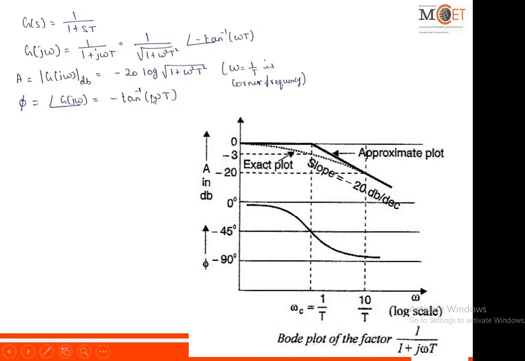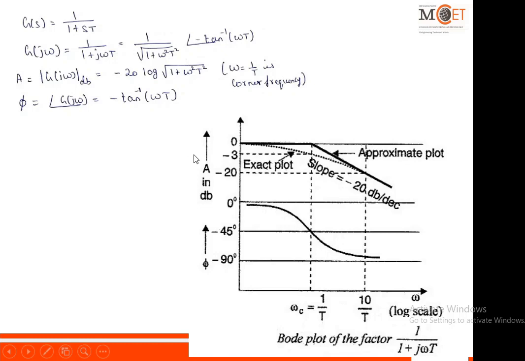You have to write the magnitude term in decibels, so apply 20 log to it. When you apply 20 log, it is 20 log of 1 minus 20 log of this term. 20 log of 1 is 0 decibels, so there is no need to write the 0. So it is minus 20 log of square root of 1 plus omega square t square. So this is the magnitude and this is the phase.